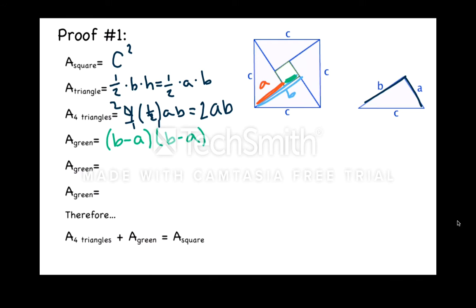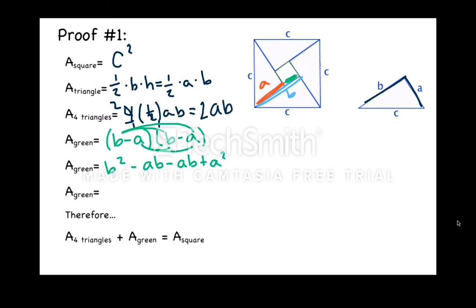And now I want to go ahead and multiply this. So I have two binomials multiplied together, so I need to double distribute. First I'm going to multiply b times b, which is b squared, and then b times negative a, which is negative ab. Then negative a times b, which is, again, negative ab, and negative a times negative a, which is positive a squared. When I double distribute, I need to make sure that all parts of each binomial are multiplied together.